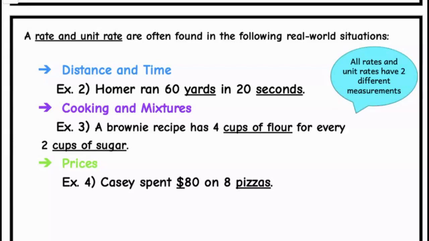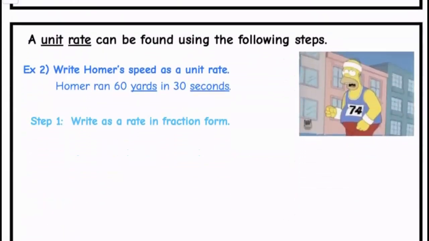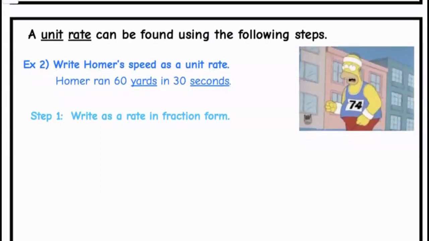All rates have unit rates, but also all rates and unit rates have two different measurements: yards, seconds. Cups of flour and cups of sugar, they're both cups, but one is flour, one is sugar. Here we have dollars and pizza, so they're two different measurements. The 2 is important here to show the rate. A unit rate can be found using the following steps.